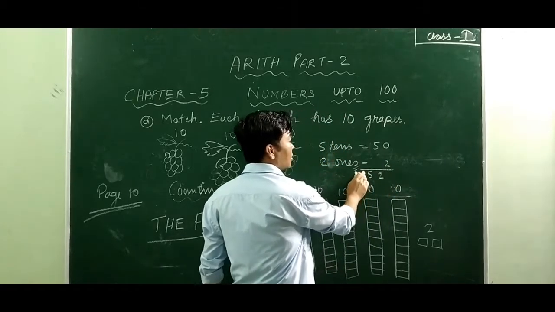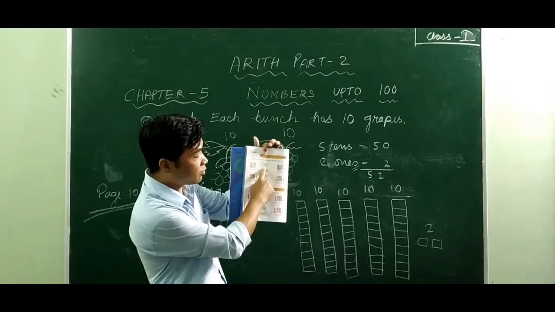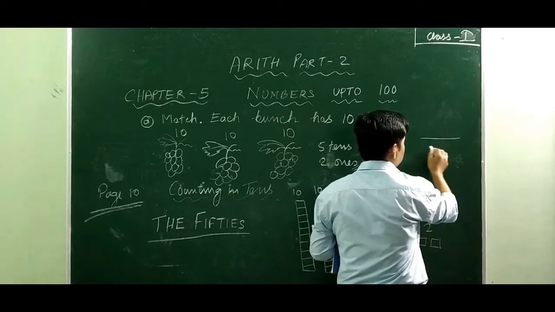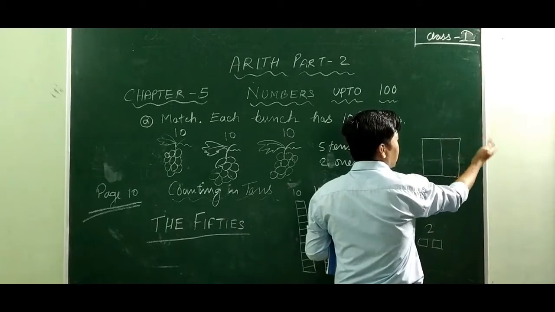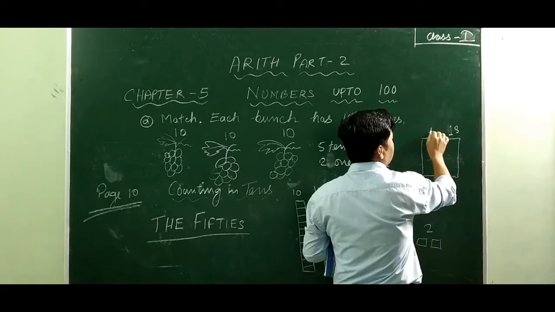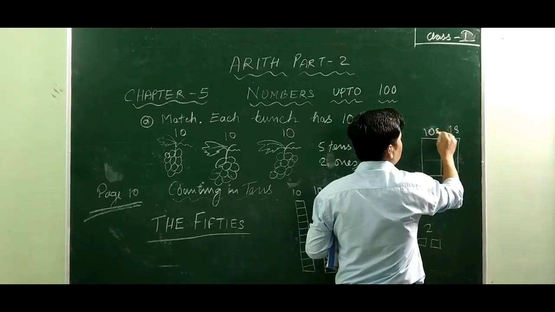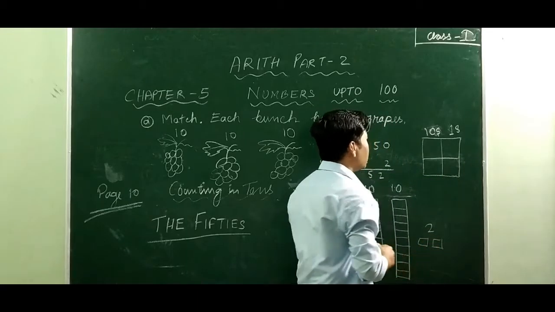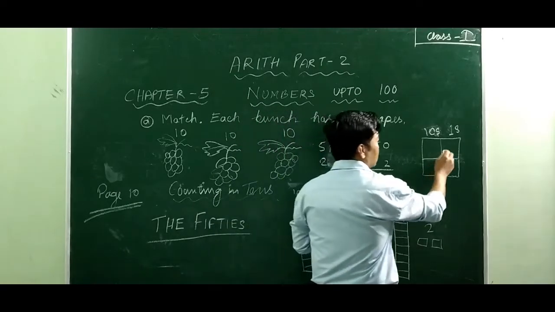So how do you write this number in the box? See the number box we just made in the book. So we have a number system, and that number system is here. We start counting from the right side, which is the ones place. Okay? Ones and tens. So in the ones place we have 2 ones, so you will write the 2 here.